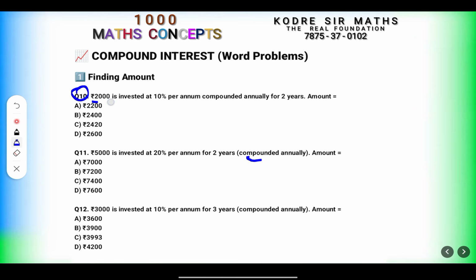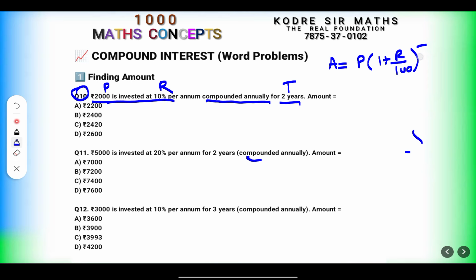Read the first question. 2,000 invested at 10%. Principal, rate, compounded annually, time 2 years. Amount we have to find. So we know the formula of amount in case of CI. P in bracket 1 plus R upon 100 raised to the power T. Okay, just simply put the values. Principal is 2,000. Okay, 1 plus rate is 10% upon 100, raised to the power time is 2.